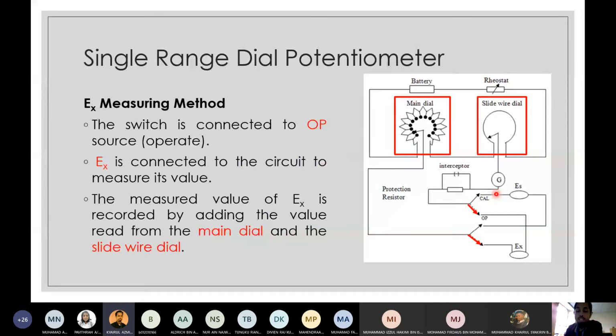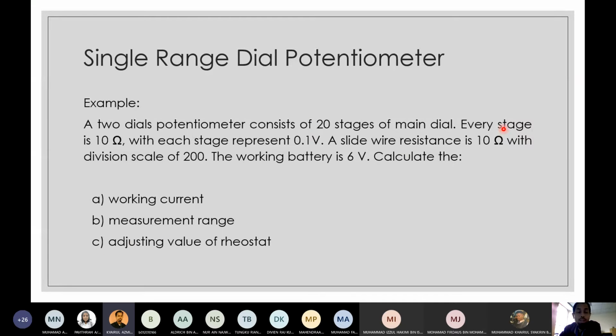Now when you want to measure the voltage, you put the component you want to measure at EX. You change the switch to operate, and then the circuit passes through this component here. The measured value of EX is recorded by adding the value read from the main dial and the slide wire dial. So what is the value here plus the value here? That is the reading. Okay, this is a simple example.